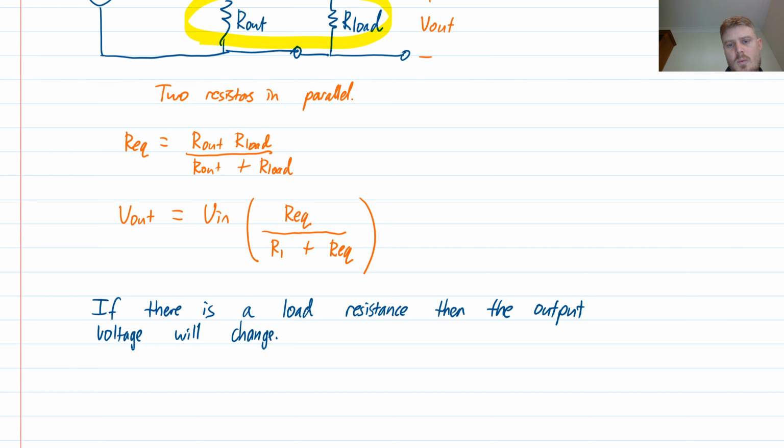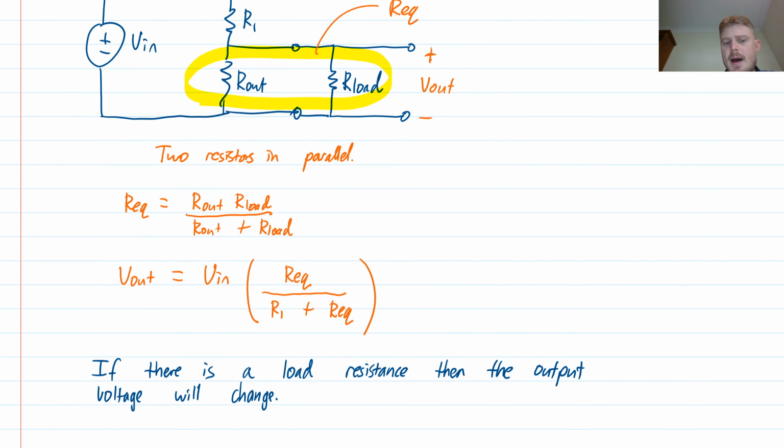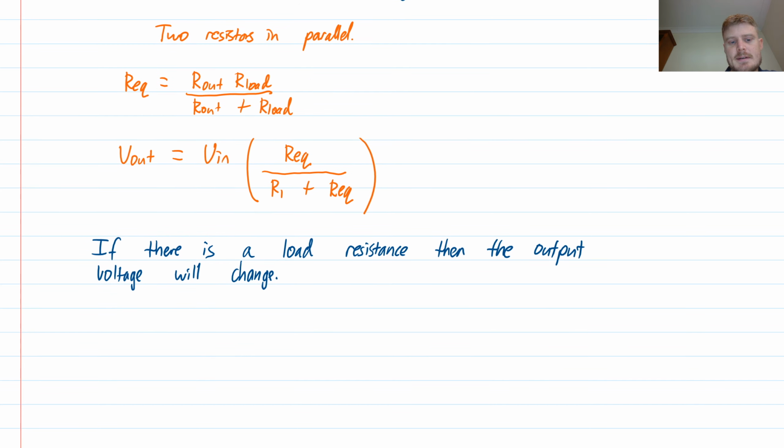Now, what you might think about is, how much can this change? It will depend upon the value of the load resistance. In general, the larger the load resistance, the less impact we will see. So a large load implies a small change in V out.